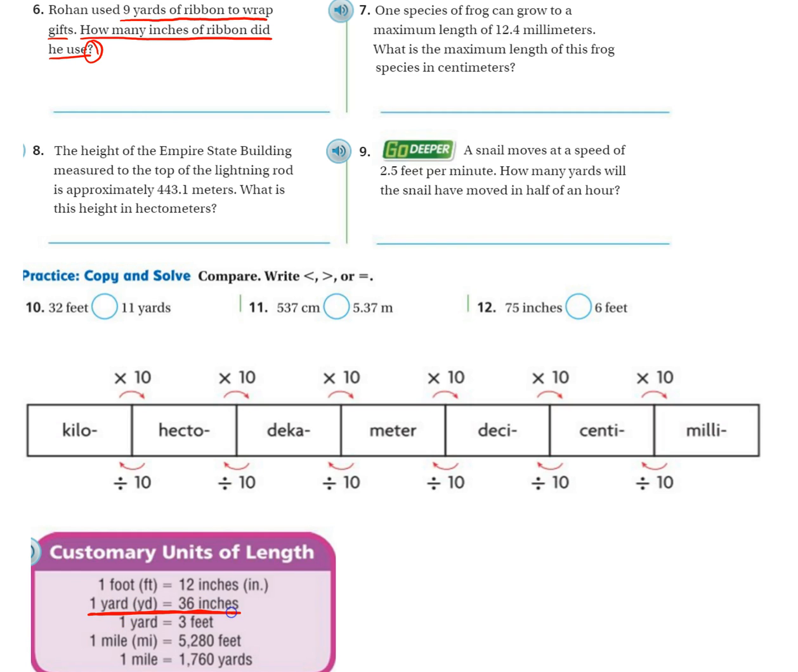So this conversion factor right here, 1 yard is 36 inches. And so 9 yards is how many inches? Well, to get to 9, I have to multiply by 9. So I multiply the bottom by 9 to get my inches. Notice yards on top, inches on bottom. Okay. So 36 times 9. 9 times 6 is 54. 9 times 3 is 27, plus 5 is 32. So 324 inches.